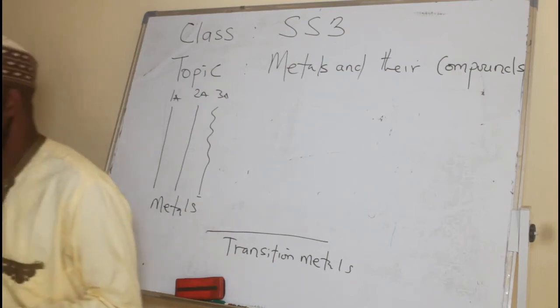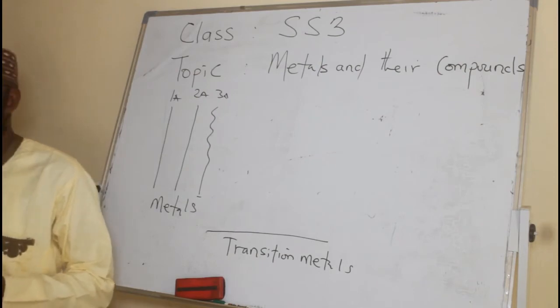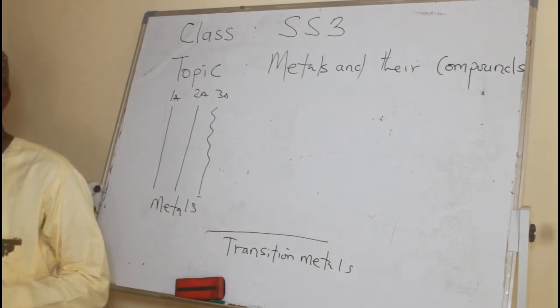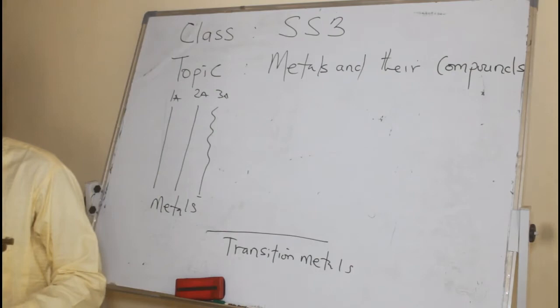So these are the common physical properties of metals. They are malleable and ductile, meaning you can cut them down, you can bend them, you can draw them out into threads. And they are good conductors of heat and electricity. These are the common physical properties of metals.